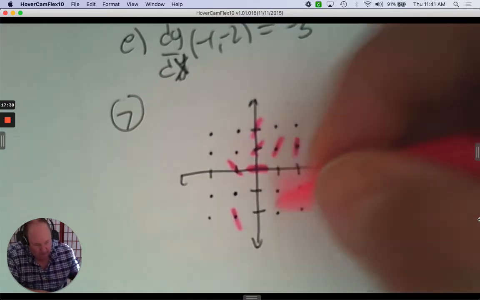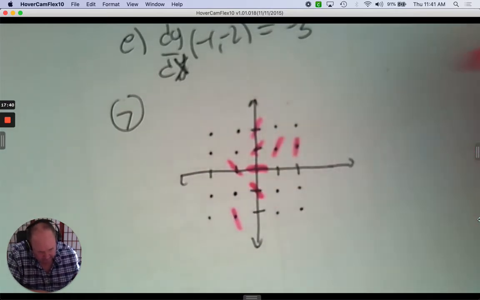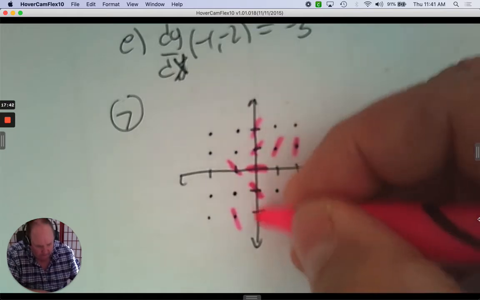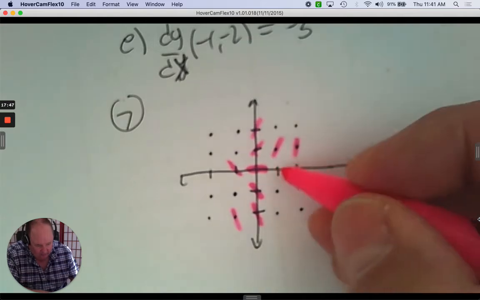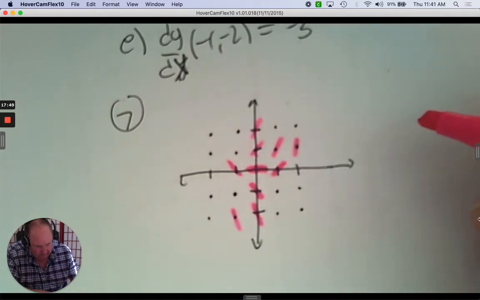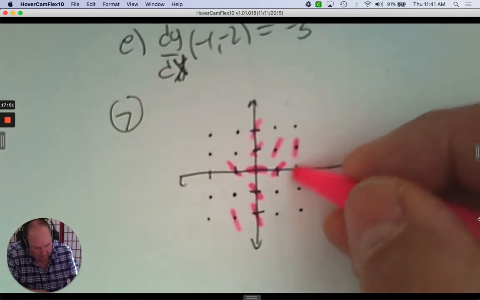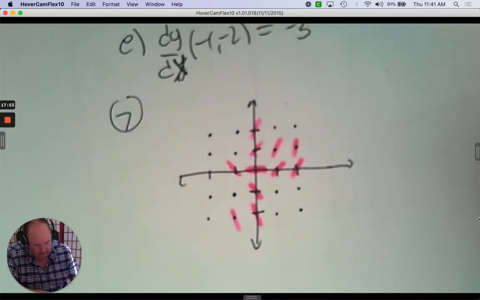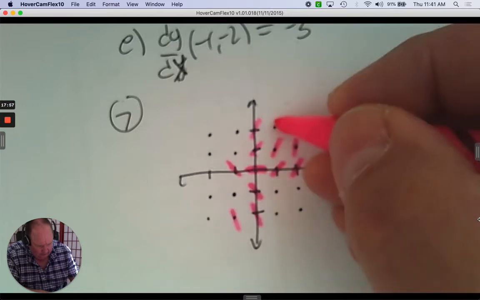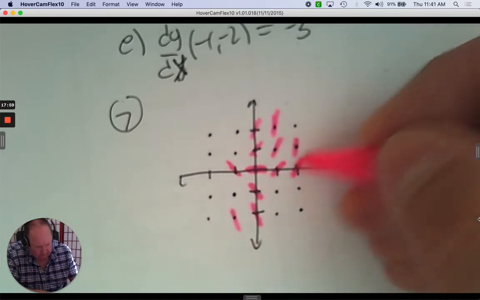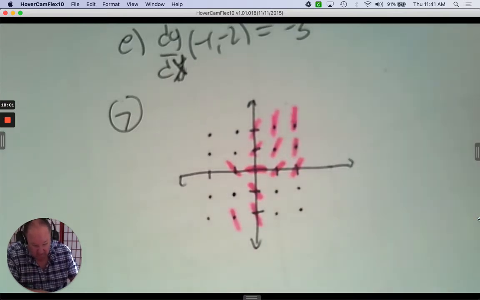0, negative 1, it would be negative 1. And 0, negative 2, it would just be steeper negative, negative 2. So we're just going to add them up. 1, 0, that's 1. 2, 0, that's 2. Just fill in the first quadrant. 1, 2, that's 3. 2, 2, that's 4. Even steeper.